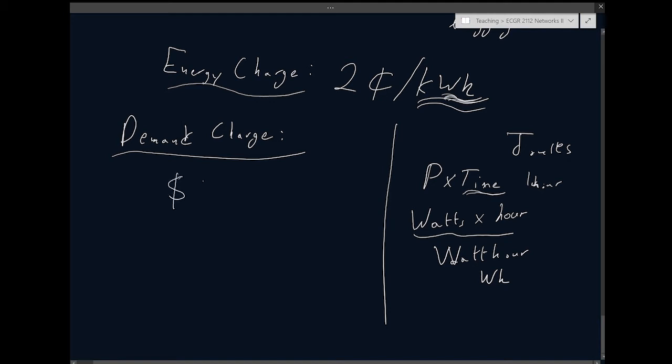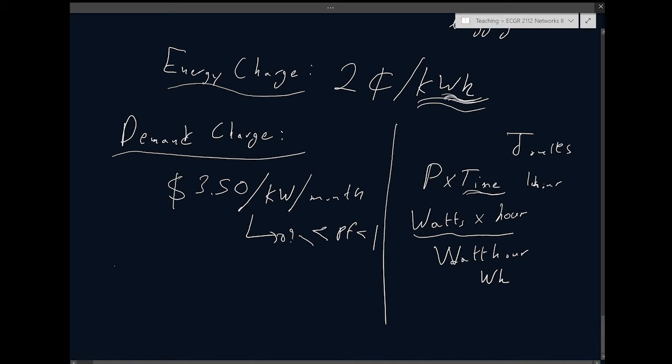So the demand charge is $3.5 per kilowatt per month, only if the power factor is good. If the power factor is larger than 0.9, less than 1. Okay. So if the power factor is good, hey, you pay the demand charge based on your real power consumption.